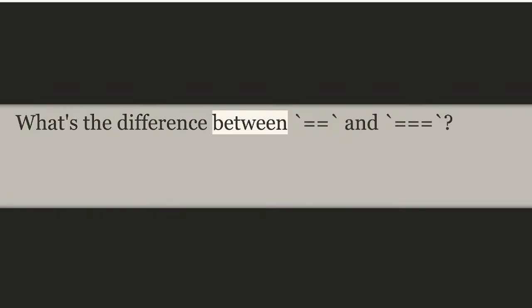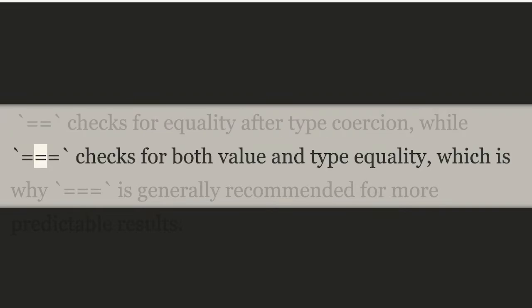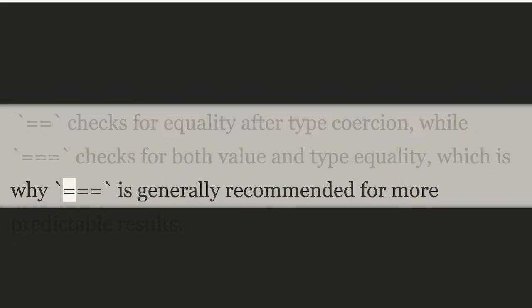What's the difference between == and ===? == checks for equality after type coercion, while === checks for both value and type equality, which is why === is generally recommended for more predictable results.